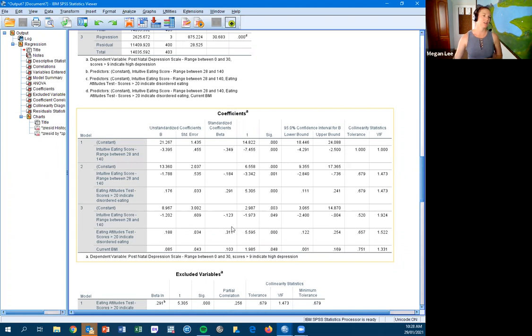As disordered eating increases by 1 standard deviation, depression increases by 0.311. And as BMI increases by 1 standard deviation, depression increases by 0.103. And all those T statistics are significant. However, intuitive eating and BMI are, no, they're not significant.